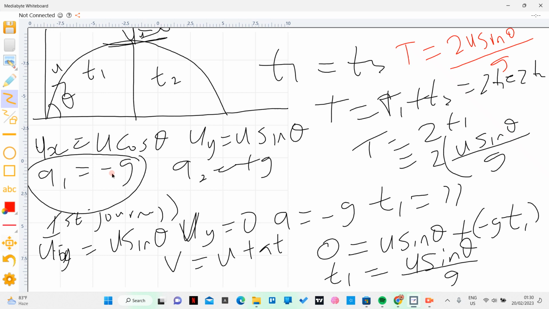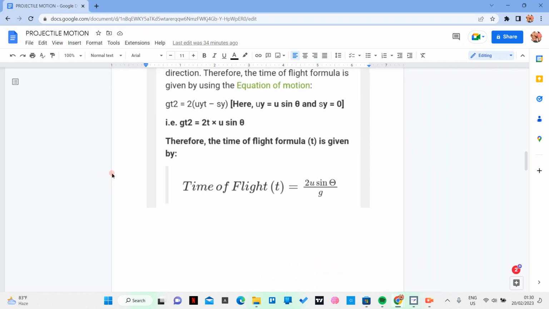So you've understood how we actually got that. We can also use T2 for the second journey, so you can attempt that yourself. The only change is that your acceleration now becomes plus g. Your initial vertical u will now be 0, and then your final vertical u will be u sine theta as well. So you can try and do that yourself. So that's how you calculate the time for the first journey, the same thing for the second journey, and then for the total time of flight. So that's how they got this.